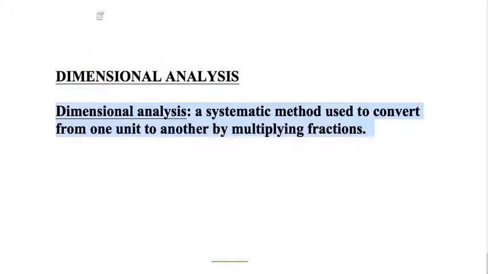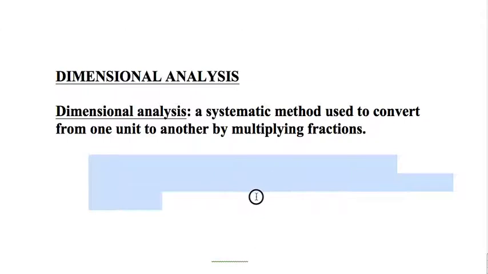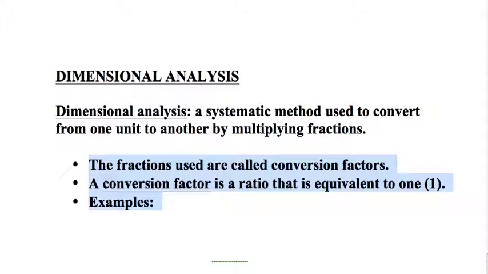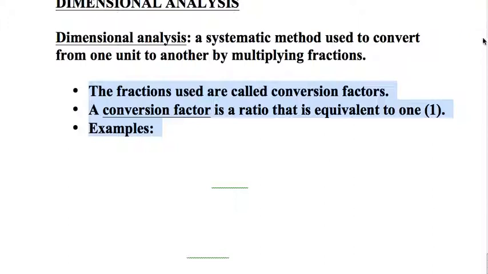So the first thing we need to ask ourselves is, what is dimensional analysis? Dimensional analysis is just a systematic method that is used to convert from one unit to another by multiplying fractions. But the key is, what are these fractions? The fractions that we use are called conversion factors, and a conversion factor is a ratio that is equivalent to 1. Let's go over some examples of what we mean when we say something is equivalent to 1.